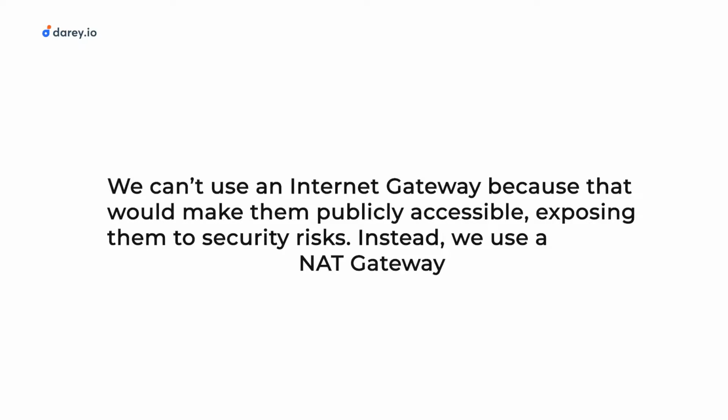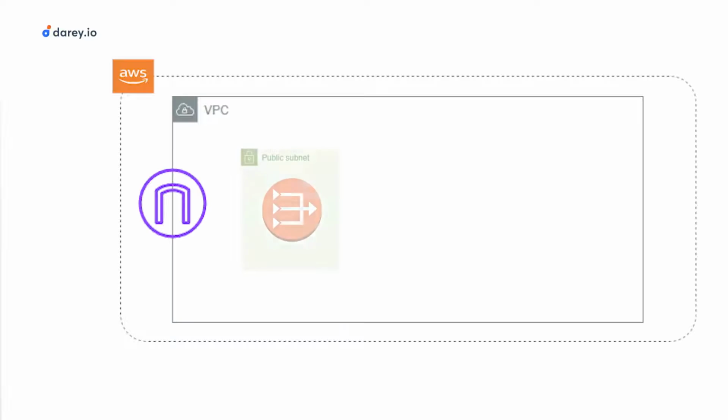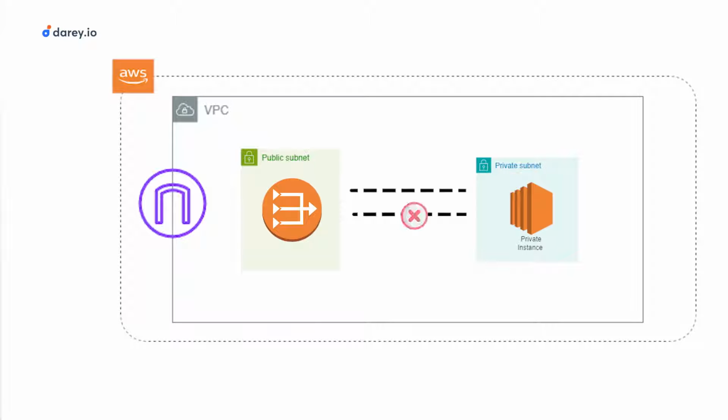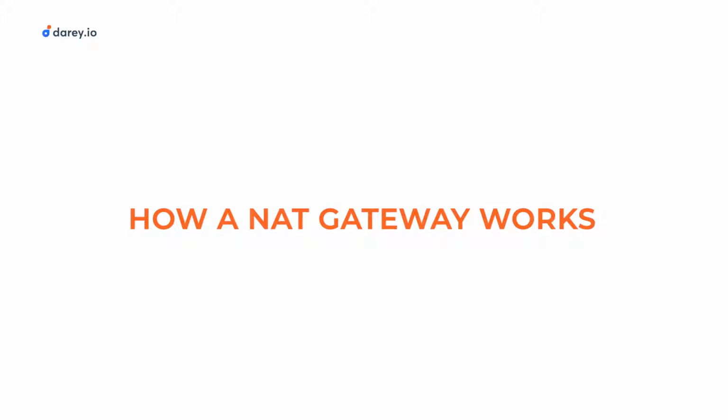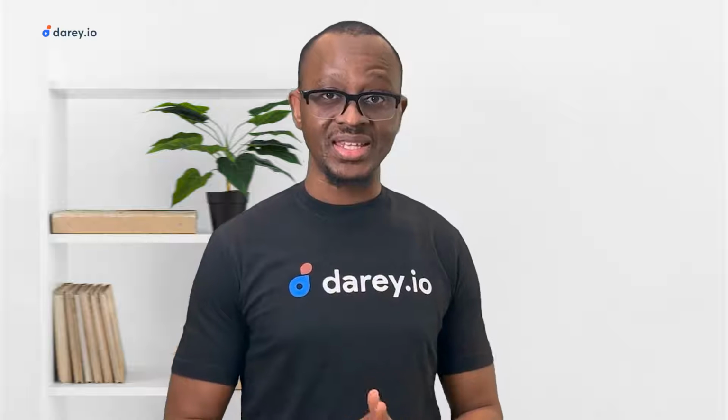Instead, we use a NAT gateway. A NAT gateway acts as a middleman, allowing instances in a private subnet to initiate outbound connections to the internet without allowing inbound connections from the internet. How a NAT gateway works. Here's how a NAT gateway enables secure outbound communication for private instances.